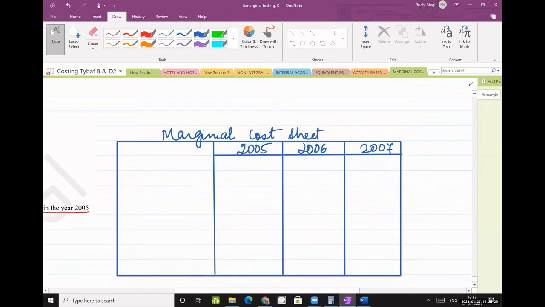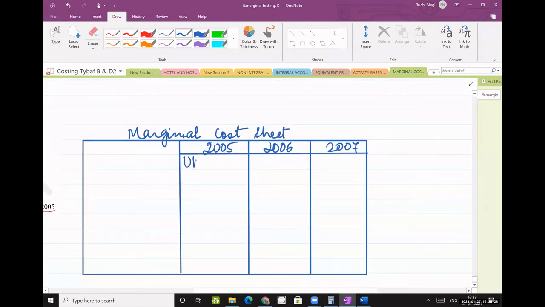ठीक है, units produced sold नहीं दिया है. Great. Units produced, units sold is not given. So same thing will apply here also. It is not given. Same thing will appear for 2007 also. It's not given. Okay. Next, amount column.